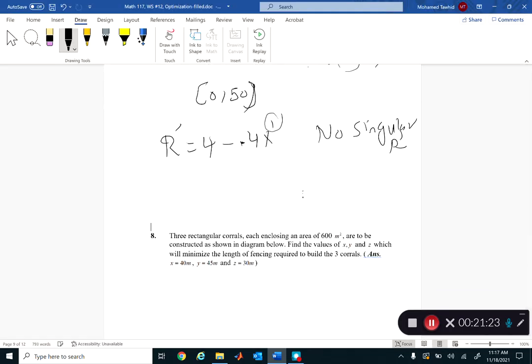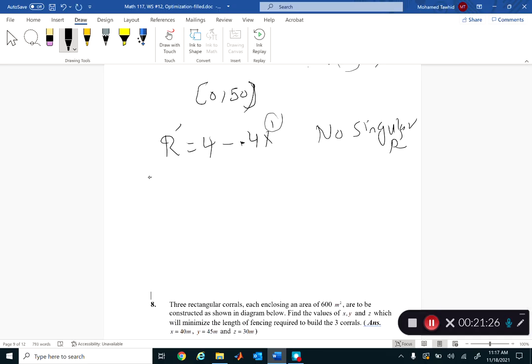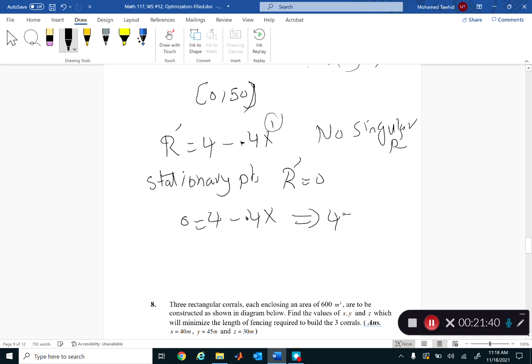I need to get the stationary point. How to get the stationary point? Just equate the derivative to 0. So if I equate that to 0, you get 0 equal 4 minus 0.4x. If I simplify that, you get 4 equal 0.4x. If I divide, you have x equal 4 divided by 0.4. If I use technology for this, what did you get? What is your x? It is very clear, just 10. So your x equal 10.